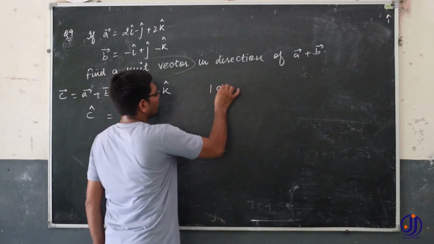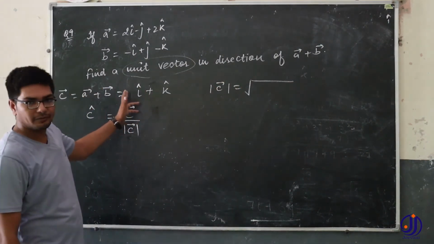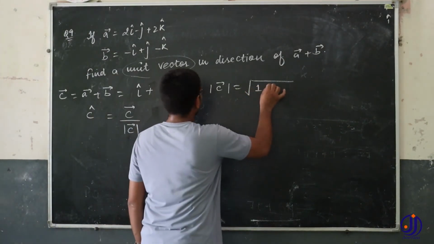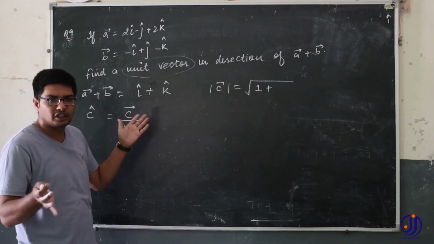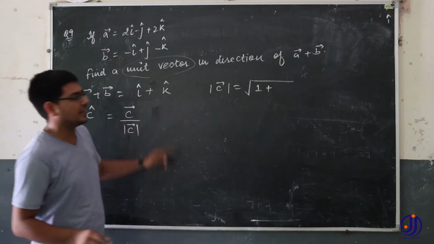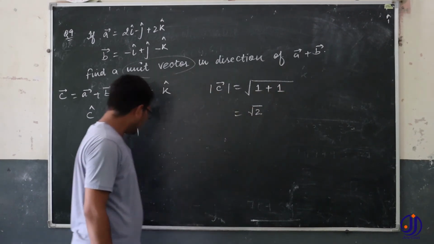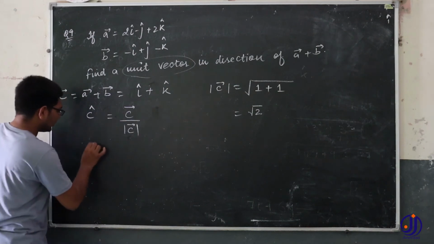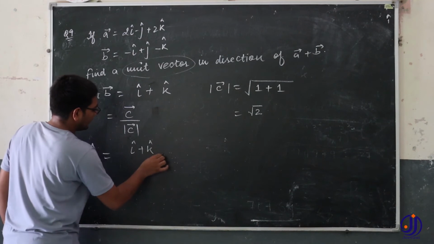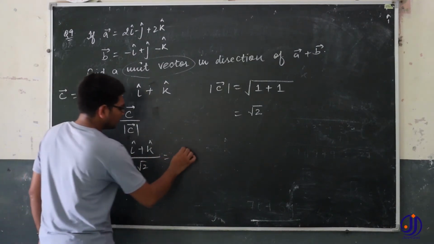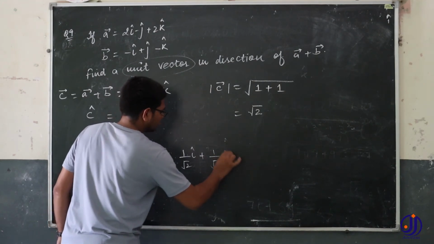So now what is the magnitude of C? That is under root square of x component, that is 1, plus square of y component is 0 here. So there is no need to write it. Square of z component, that comes to be root 2. Okay. So now let us calculate C cap. It becomes I cap plus k cap by root 2. 1 by root 2 I cap plus 1 by root 2 k cap.